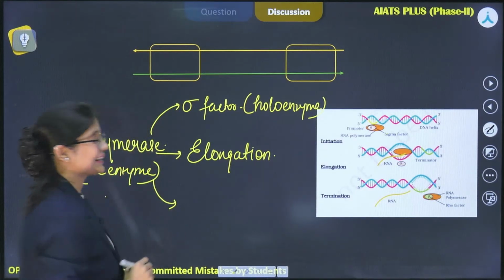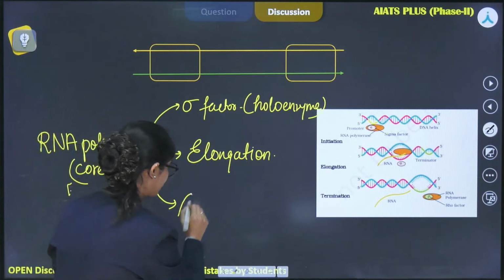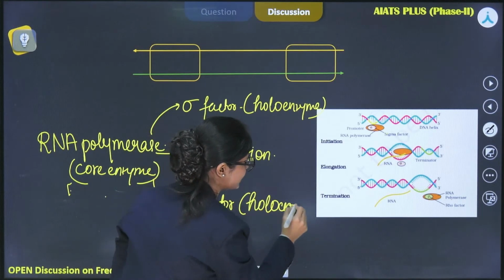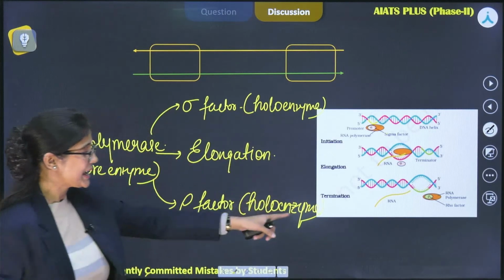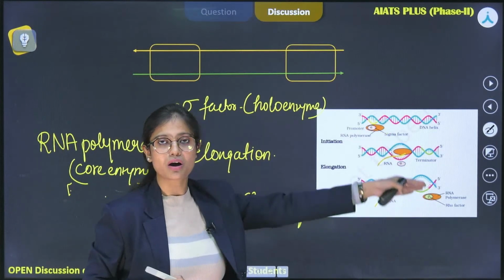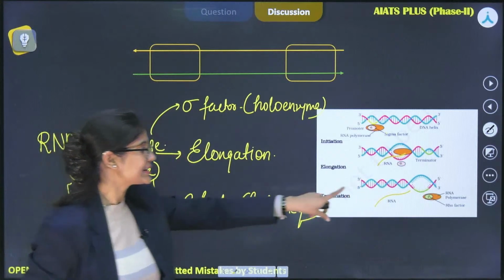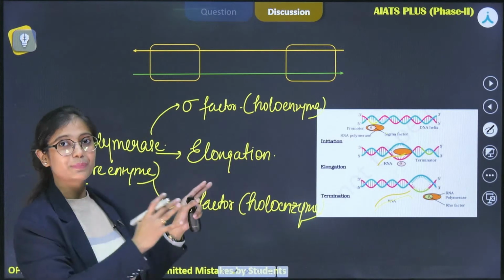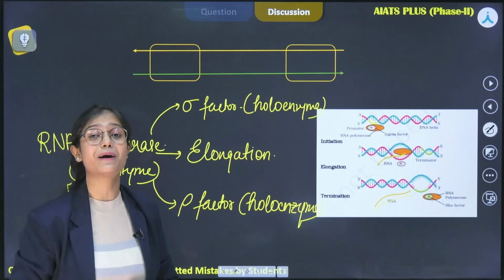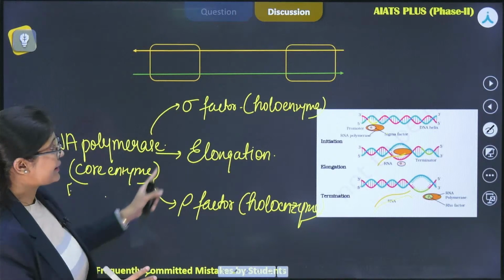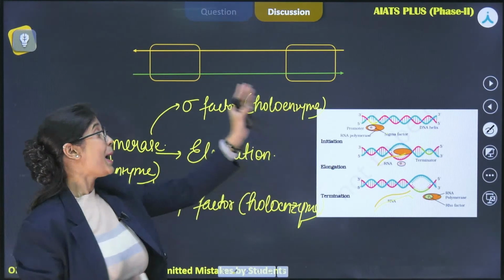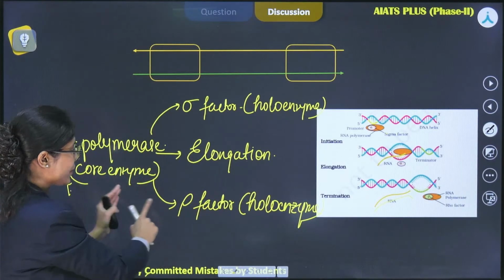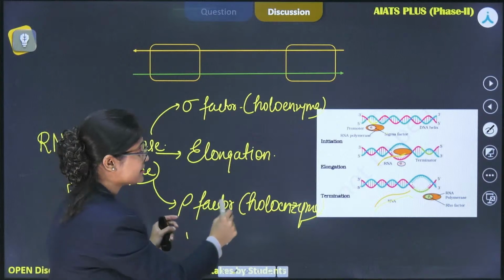Okay. Now next is when another factor, which is rho factor, comes into play, it will again form the holoenzyme. With any factor this will join, then it will form the holoenzyme, and it will remove, or we can say terminate, the process of transcription by removing the RNA polymerase, and after that the nascent RNA will fall off like this. So this is how the complete process of transcription takes place in the bacteria. Please remember that RNA polymerase along with sigma factor is able to initiate the process, but RNA polymerase alone can do the process of elongation, right? And when it is again attached with the rho factor, then it can terminate the process.